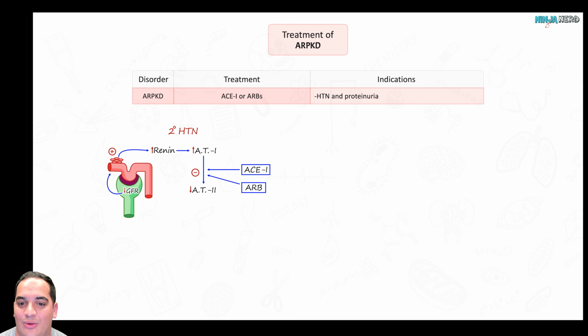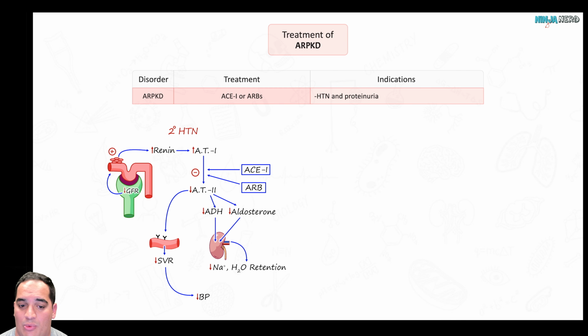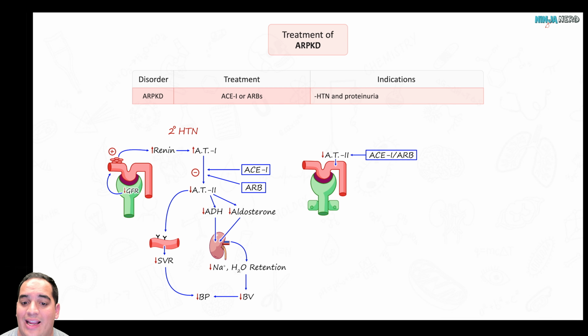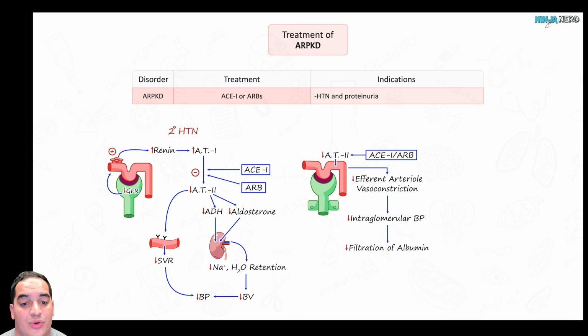You're basically blocking angiotensin II. And if you do that, you lead to less vasoconstriction, you lead to less ADH and aldosterone, which leads to less sodium and water retention, and that's going to drop your blood pressure. On top of that, it's going to block angiotensin II from vasoconstricting. And instead, it should vasodilate, which drops the pressure in the glomerulus, which reduces the filtration of albumin into the urine, and you'll have less albuminuria.